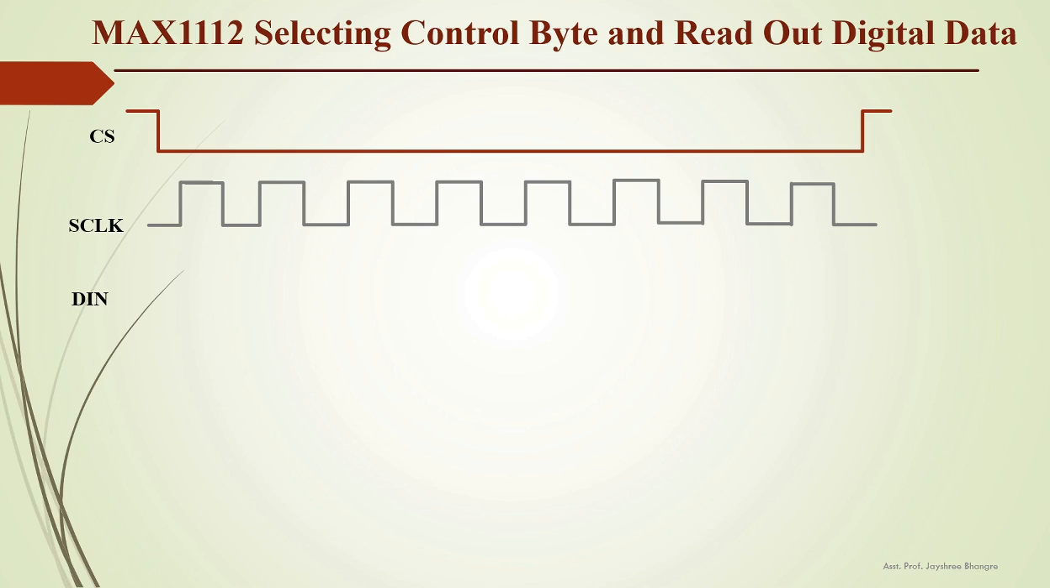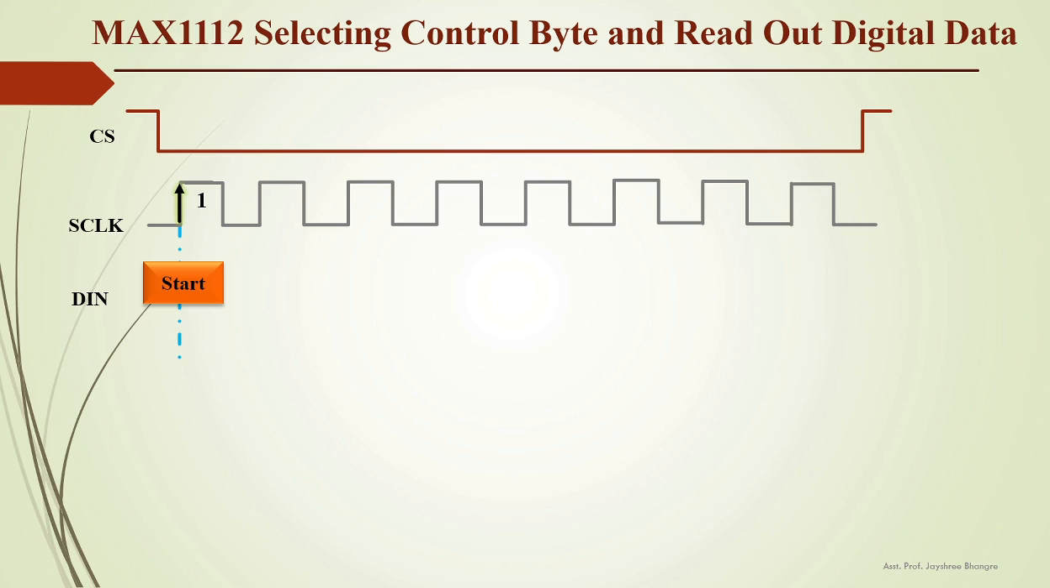So here, at the rising edge, the first bit, or the MSB bit of the control byte, will be sent to the ADC chip. So this is the first rising edge of the first clock pulse, and at this first clock pulse, the MSB bit or the start bit of the control byte will be sent to the ADC chip. So this is the start bit.